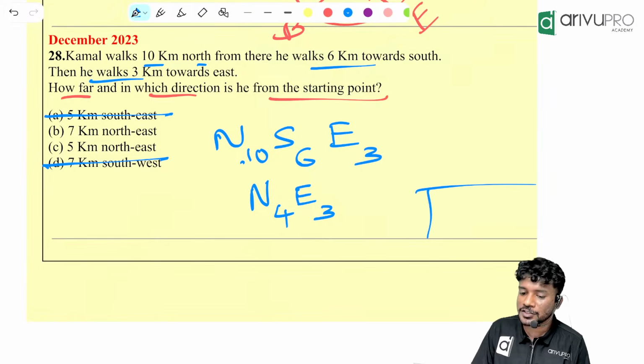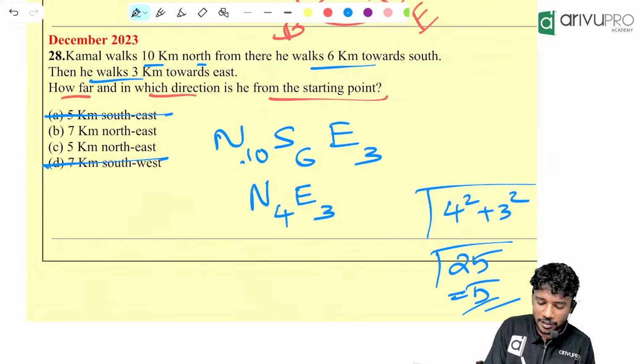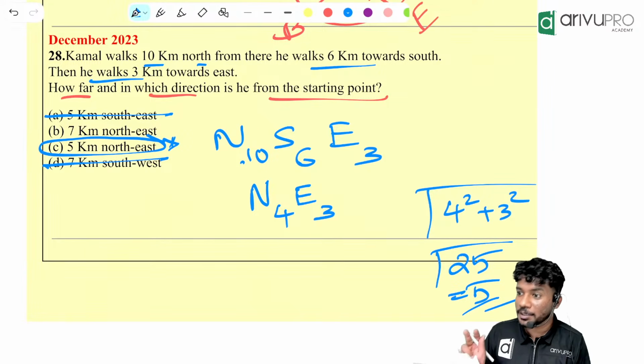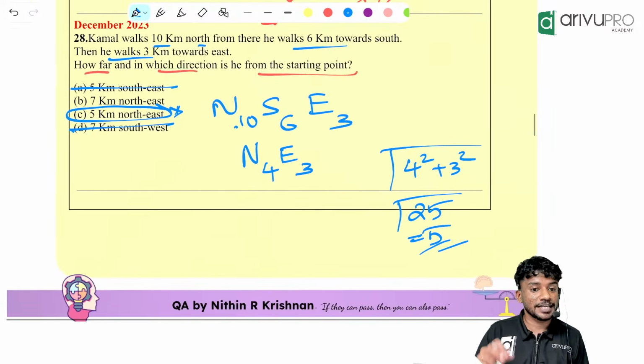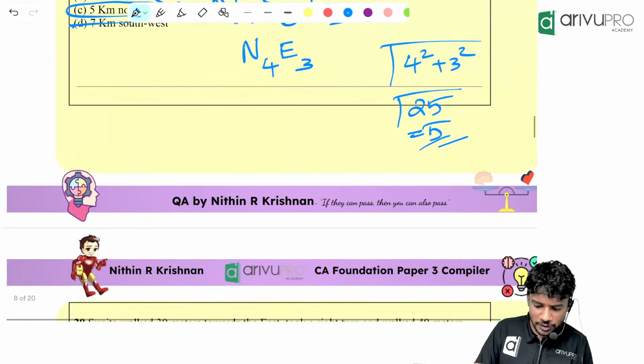How to find distance? Root of 4 square plus 3 square, which is nothing but root of 25. How much is it, people? 5. I think this is the third time we are doing the same type of question, almost the exact question.